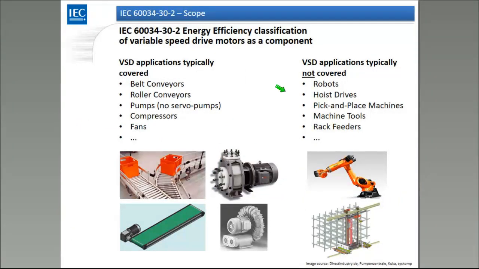Here are some typical applications that are covered by the 30-2 standard: belt conveyors, roller conveyors, pumps, compressors, fans. You see some images here. And then here are some typical applications that are not covered because they are high dynamic, because they are short time duty, like this robot drive, like this hoist drive here, pick and place machines, machine tools, rack feeders, and so on and so forth. These are not covered.